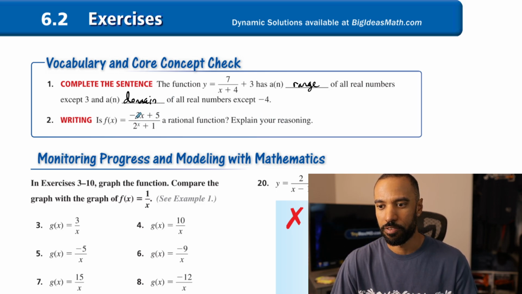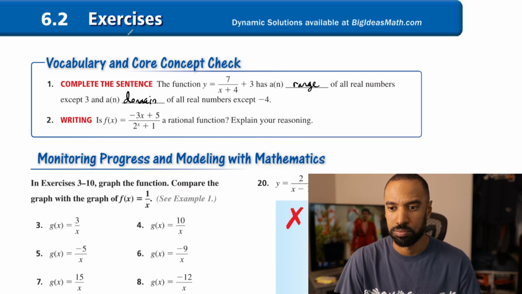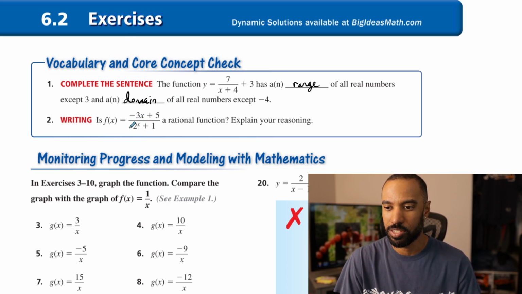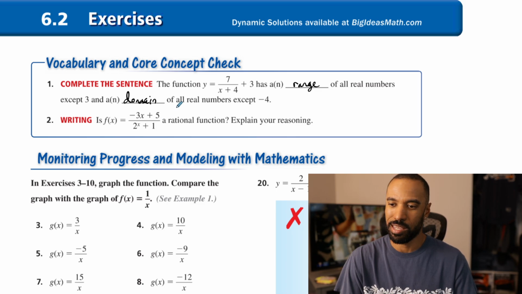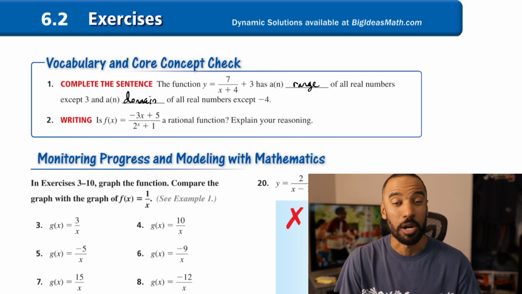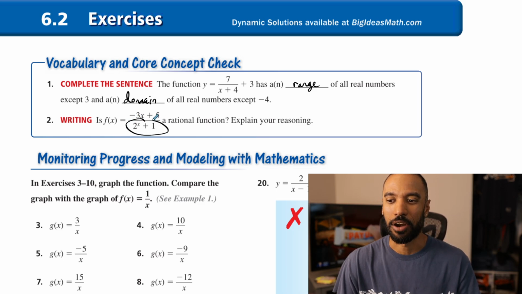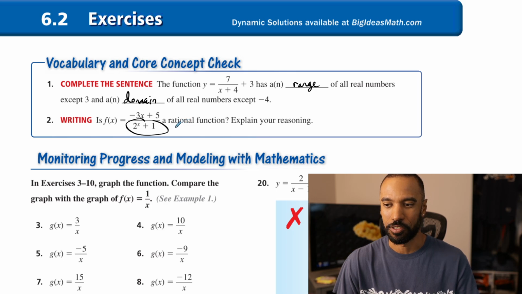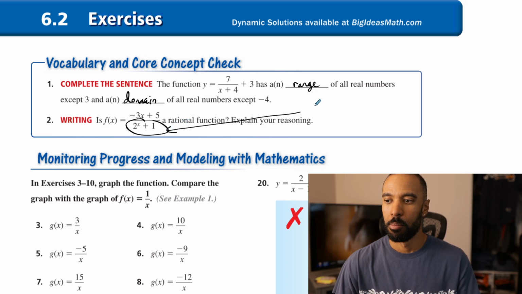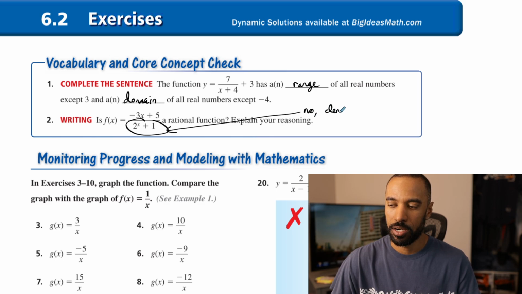Okay, is this a rational function? Explain your reasoning. I don't know. I guess, in a way, it's not a polynomial. There we go. It's not a polynomial. No, it's not. I don't know what this graph looks like. I'd have to do a lot for it. Probably have to do a table. But no, the denominator is not a polynomial.